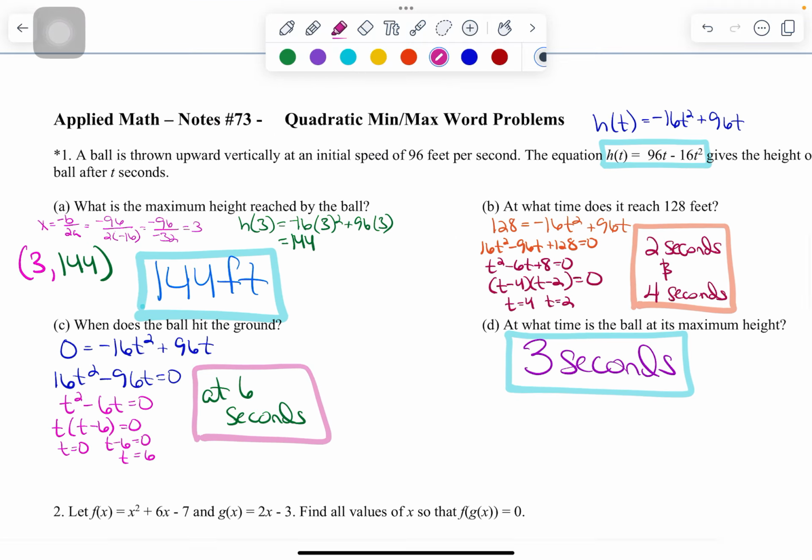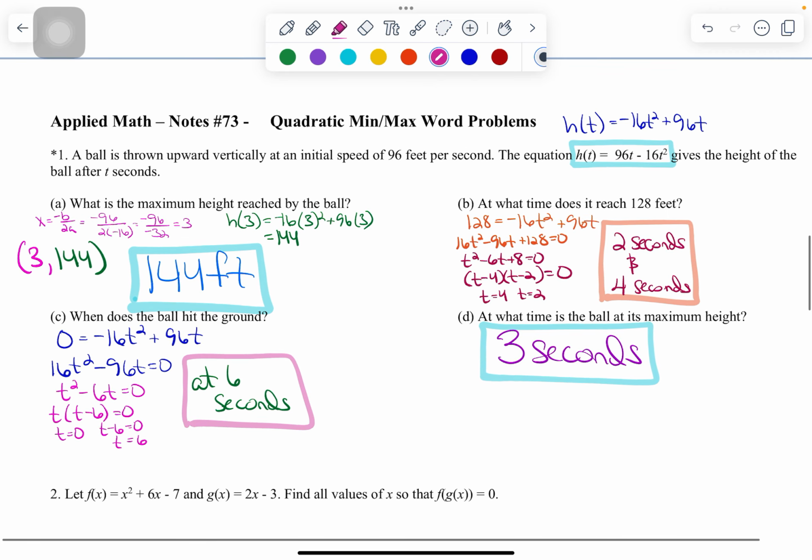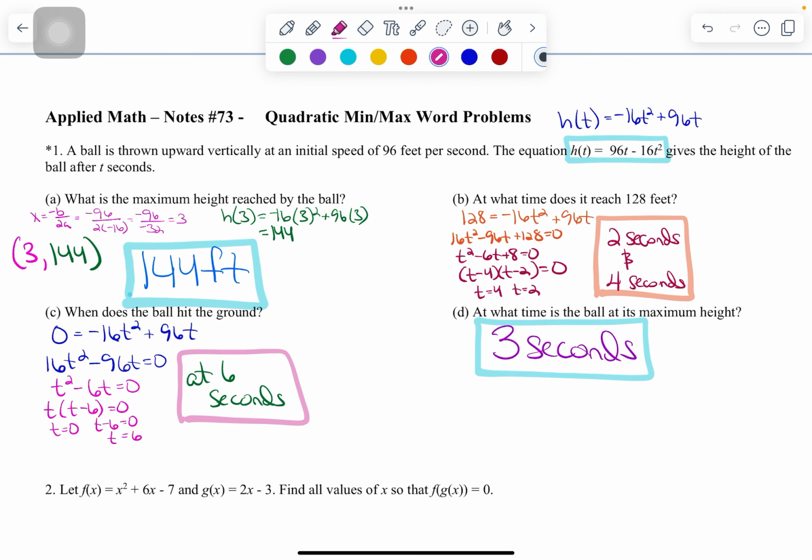That was a whole bunch of work to deal with one little word problem. But we are going to start dealing with these minimums and maximums. There are going to be some small word problems, and understanding what parts of the problem you are looking for is key.